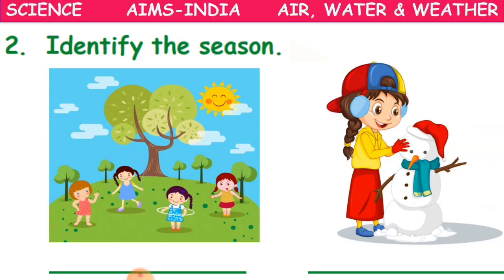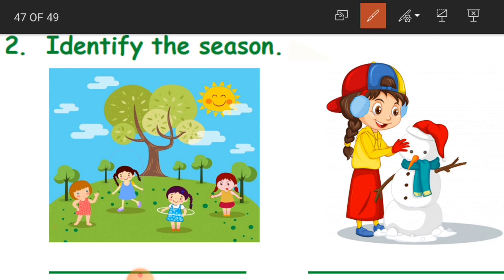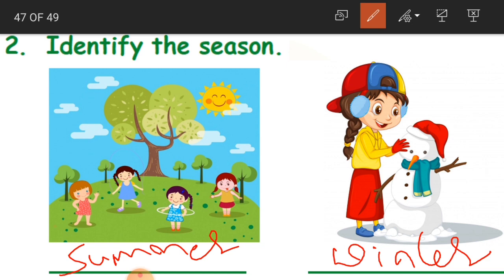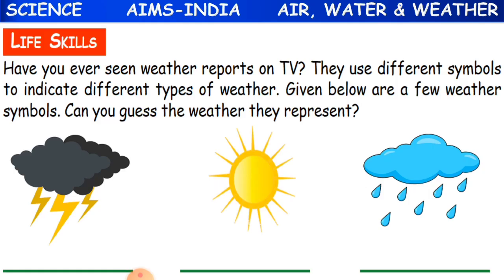Now you have to identify the season. What is the season here? In the first picture where all the children are playing outside, this is like summer, and even spring season also. But because here we have got the sun, we will make it summer. And here, because the girl has worn a sweater and woolen clothes, that is why it is winter. These are cold days, so the season is winter. Clear, children?